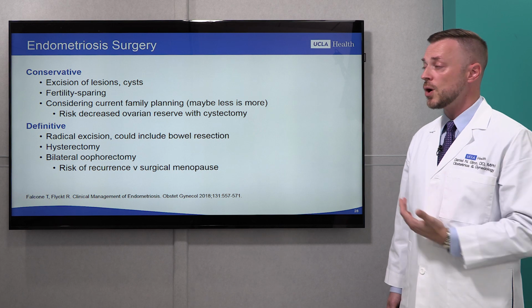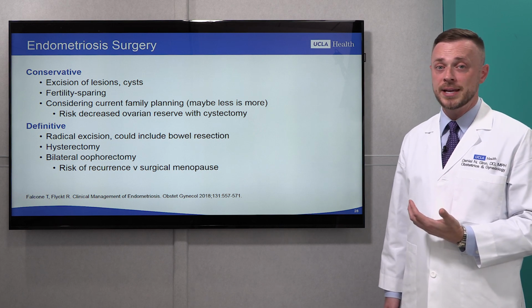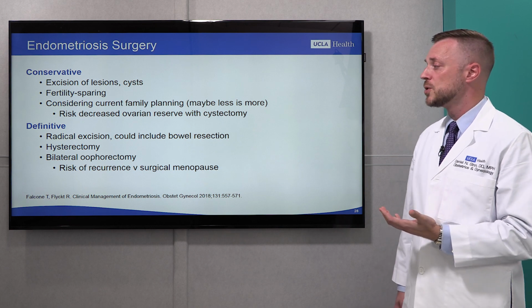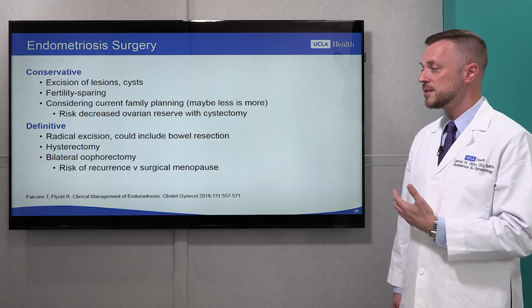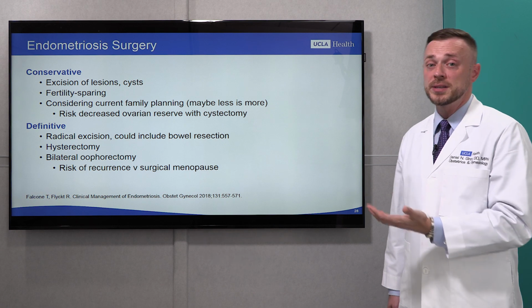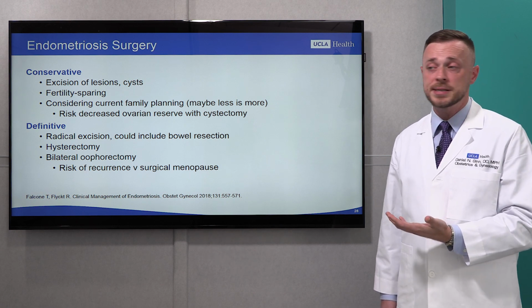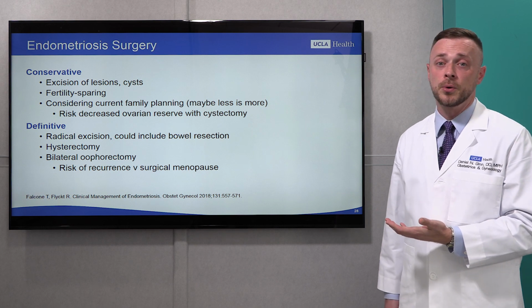So if I take both of the ovaries out of a patient, regardless of her age, she experiences surgical menopause immediately. And so we have to weigh what's the risk of recurrence of the endometriosis versus what are the risks of this person being in menopause prematurely. She can have increased risk of heart disease and also increased risk of osteoporosis.